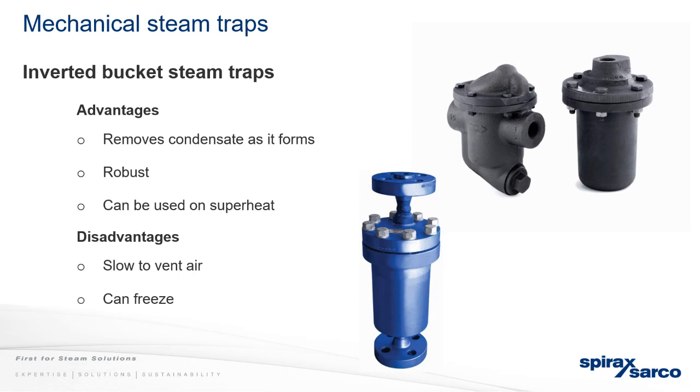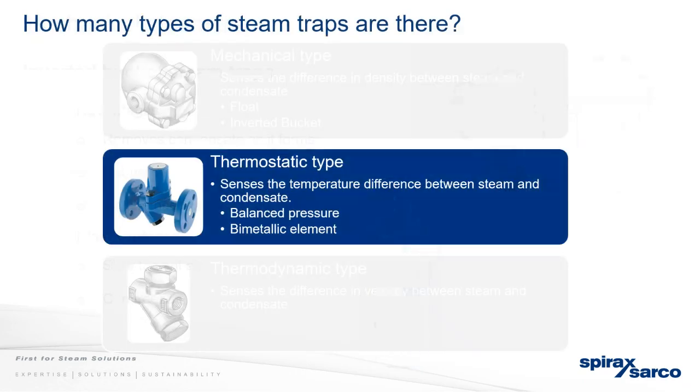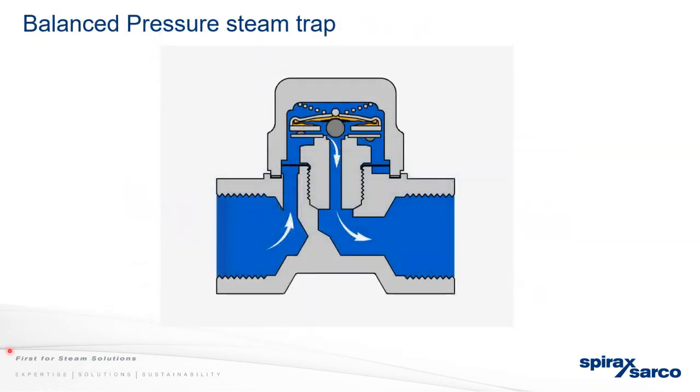Okay. So thermostatic type traps. So these are the balanced pressure ones and the bimetallic ones. It senses a temperature difference between steam and condensate. I'm just trying to make sure my video plays.